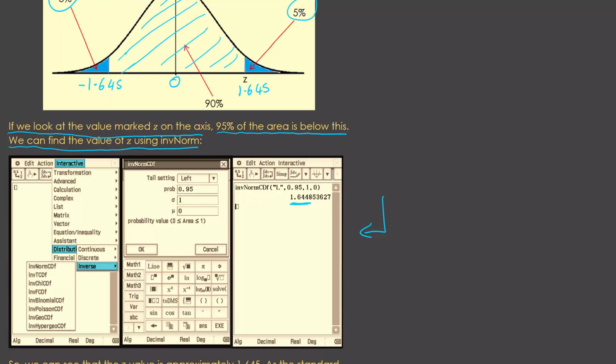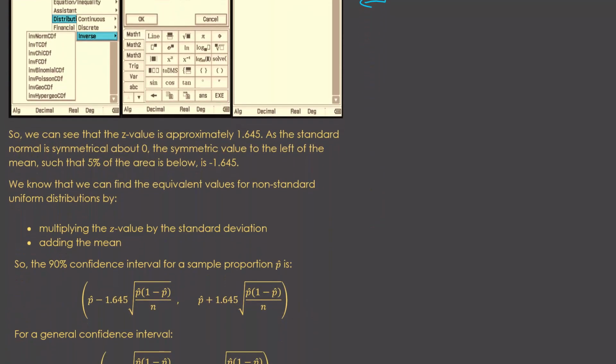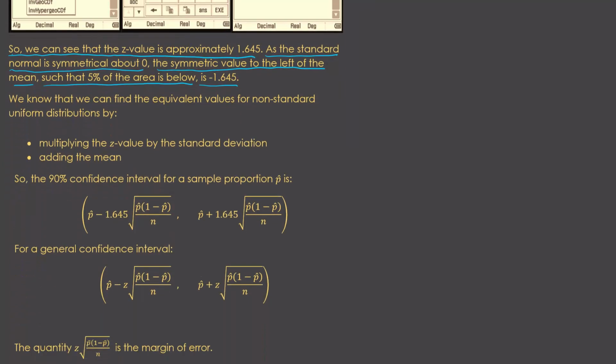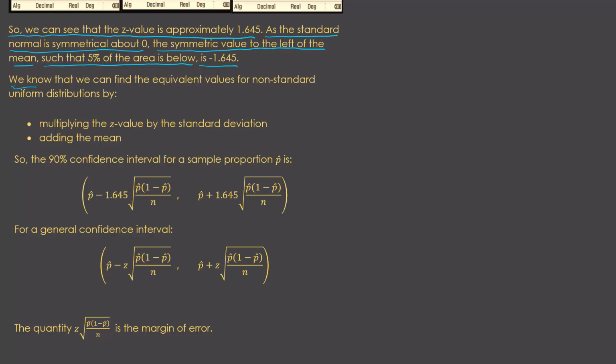Remember, for the standard normal, the mean is 0. So we can see that the Z value is approximately 1.645. As the standard normal is symmetric about 0, the symmetric value to the left of the mean, such that 5% of the area is below, is negative 1.645, as we just said. We know that we can find the equivalent values for non-standard normal distributions by multiplying the Z value by the standard deviation and then adding the mean.